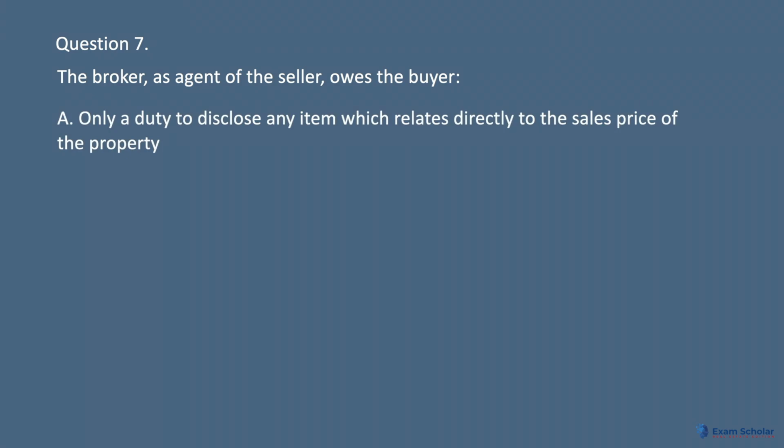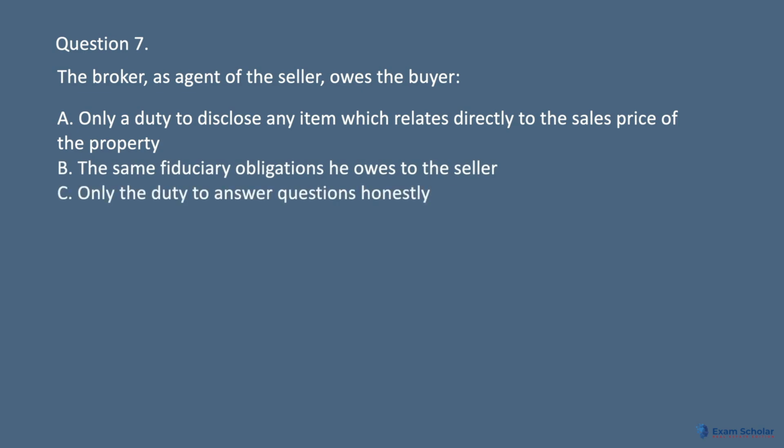Question 7. The broker, as agent of the seller, owes the buyer A. Only a duty to disclose any item which relates directly to the sales price of the property. B. The same fiduciary obligations he owes to the seller. C. Only the duty to answer questions honestly. D. The duty of honesty and fair dealing.